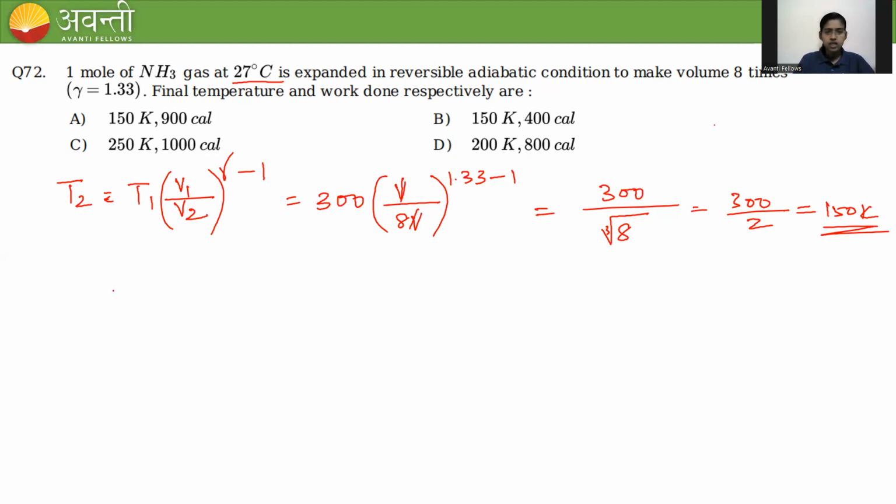Now coming to the work done. In the question it is given that the process is adiabatic. So if the process is adiabatic, then the heat exchange between the system and surroundings is 0, right? Q is equal to 0.